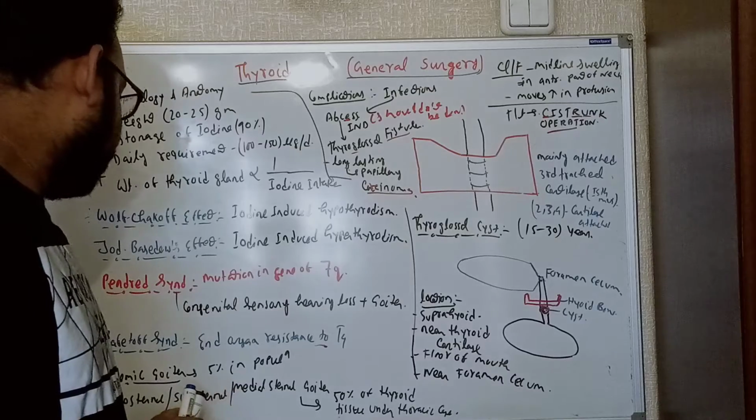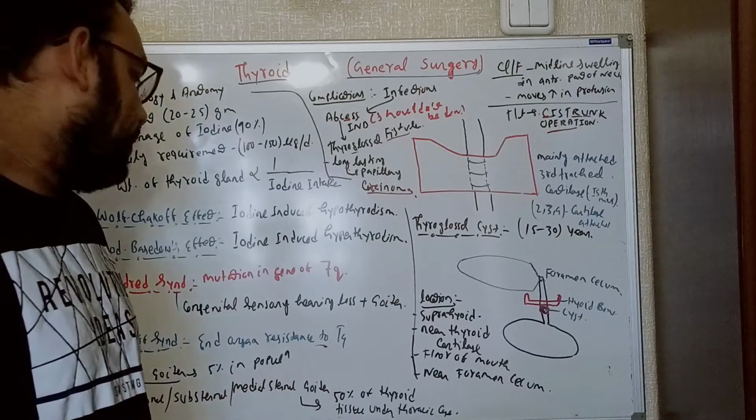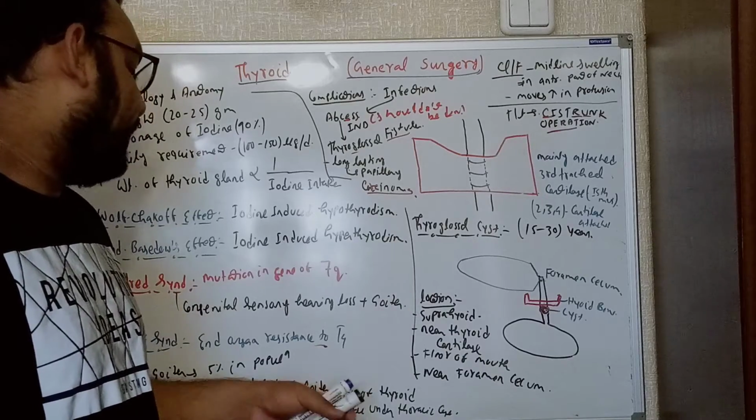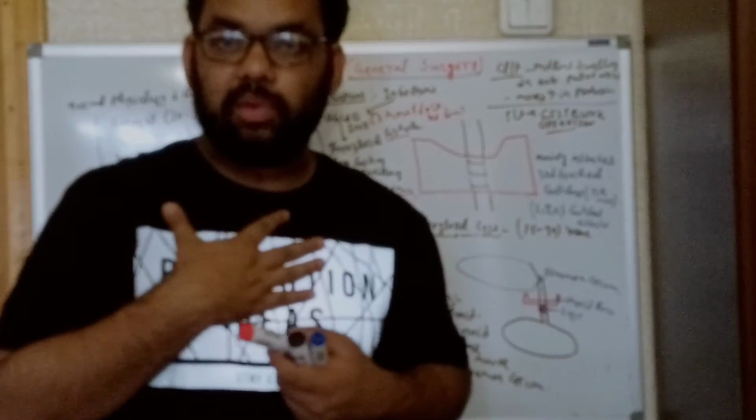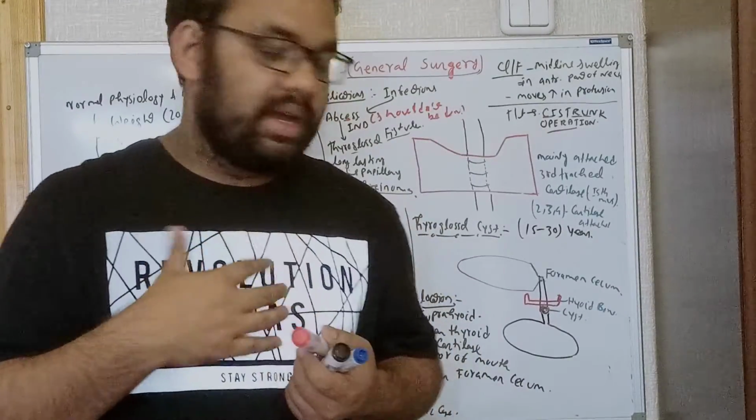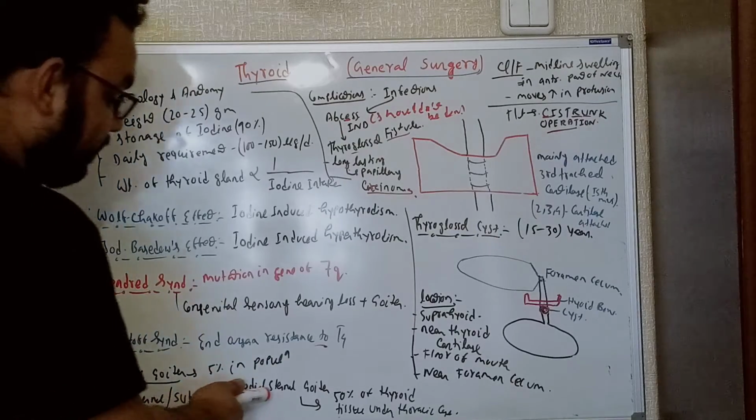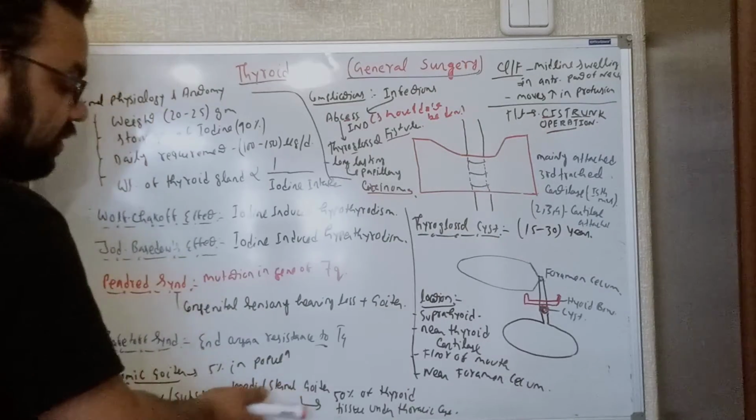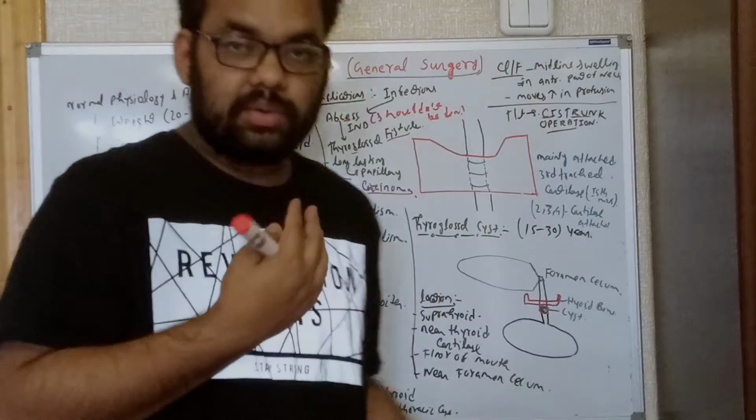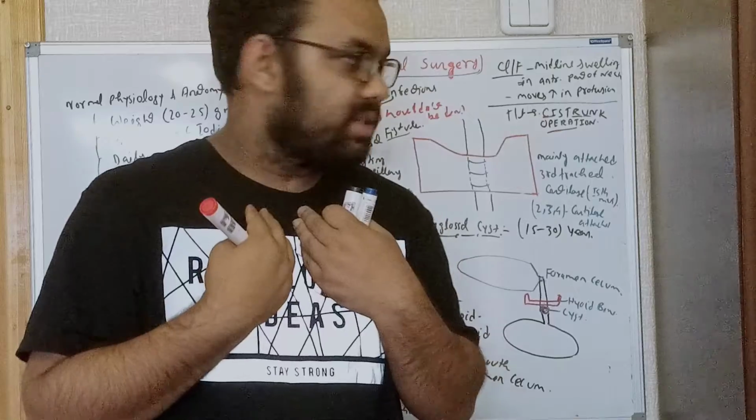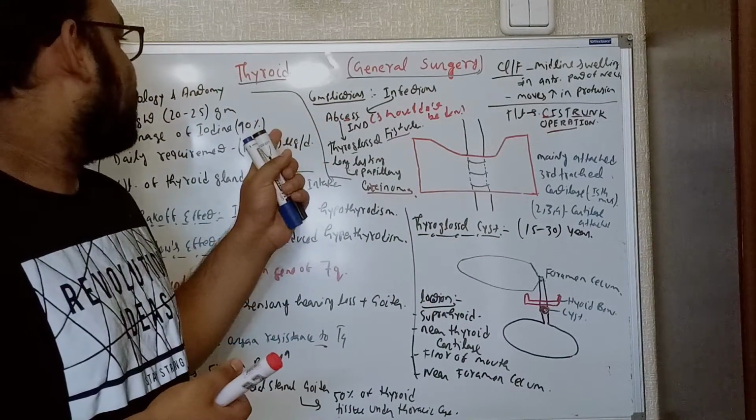Another one is the retrosternal, substernal, or mediastinal goiter, where 50% of the thyroid tissue is located below the thoracic inlet. The retrosternal, substernal, and mediastinal goiter are the same thing with different names. Okay, so this was the first part of general surgery as far as the thyroid is concerned.